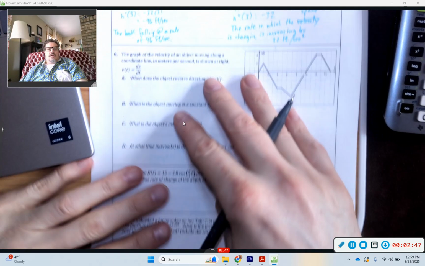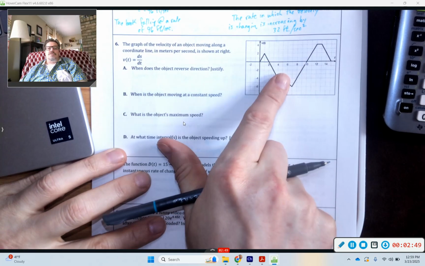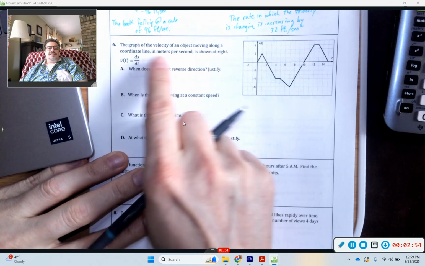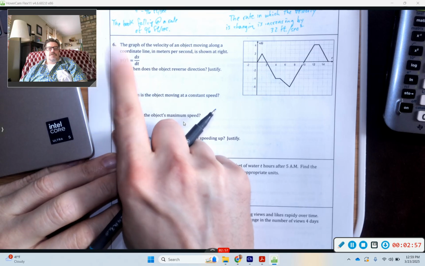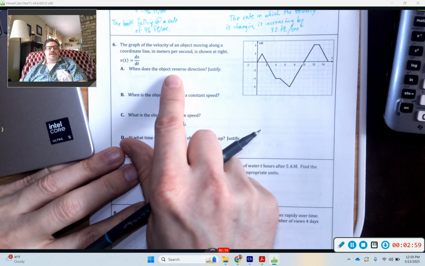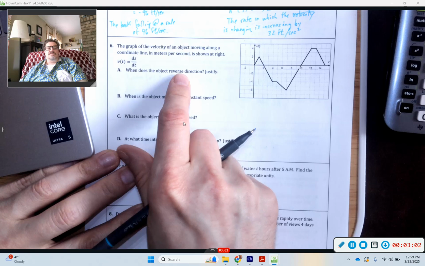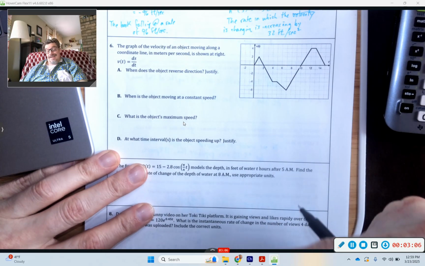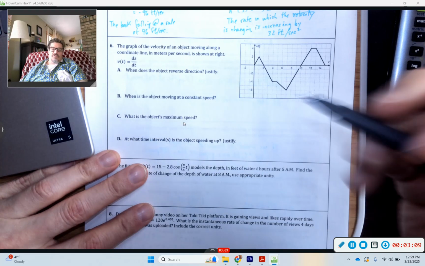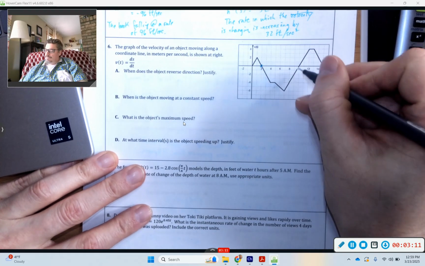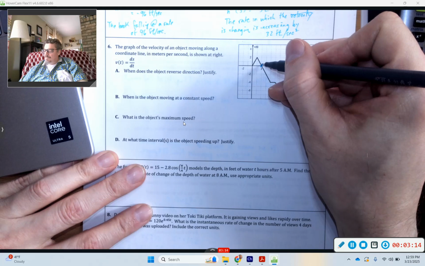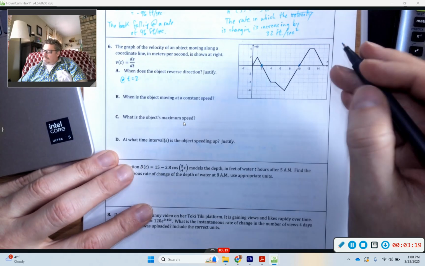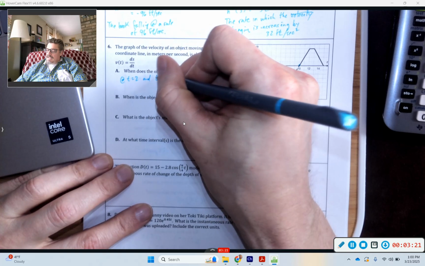Okay. All right, the graph of the velocity of an object is shown here. You can see here the v of t. This is time. And let's see, they give us that, which we knew. When does the object reverse direction? It reverses direction when it was positive and then goes negative, or when it's negative and goes positive. That always occurs right here at these points. This is when it's positive, it becomes negative. So at t equals 2 and at t equals 10.